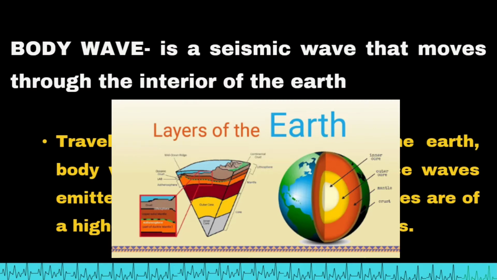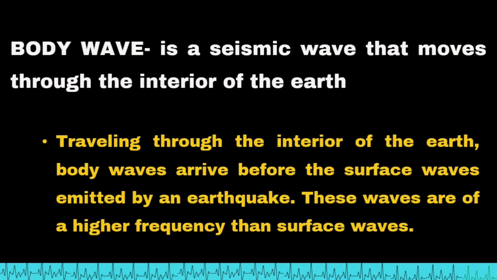Where then does this wealth of information about the Earth's interior come from? All this information about the Earth's interior has come from analyzing the behavior of body waves. Body waves are types of waves traveling through the interior of the Earth. Body waves arrive before the surface waves emitted by an earthquake. These waves are of a higher frequency than surface waves.